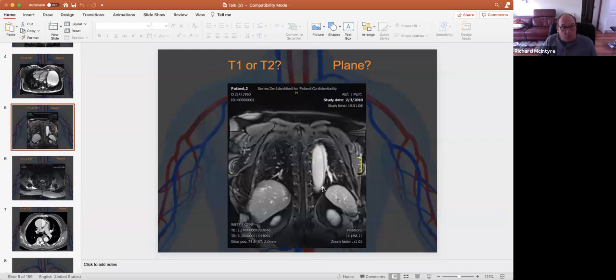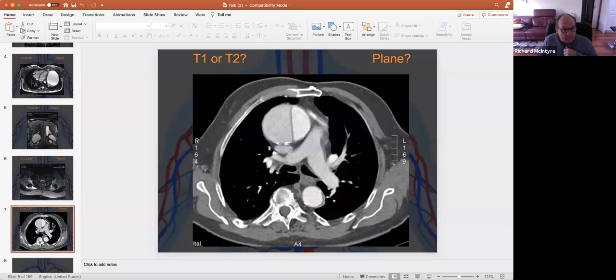Okay. I'm getting bored with these games. So this is more likely to be a T1, okay. And this is T1 or T2, or could it be a CT? Yes, it could be a CT. How do we know that's a CT?